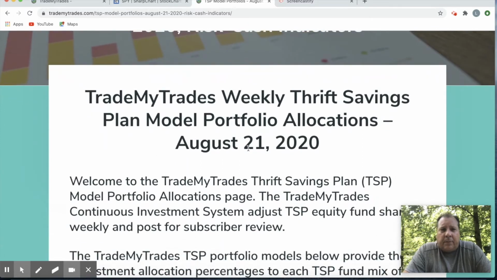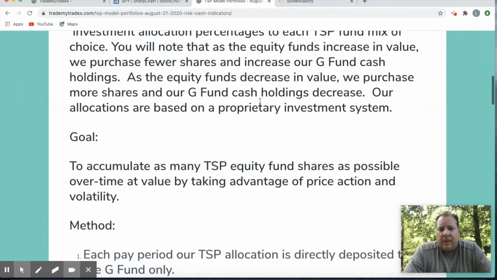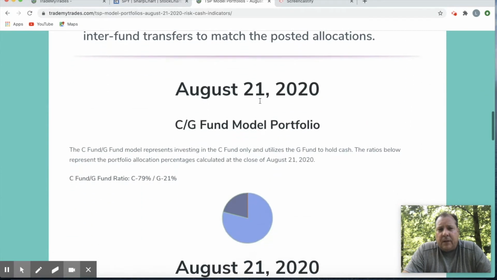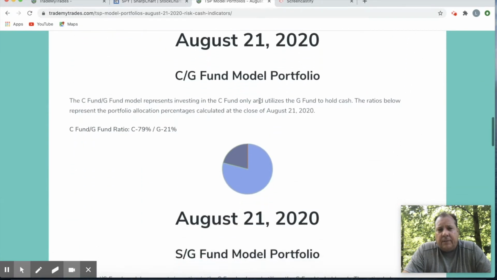And this is kind of what we post every 2 weeks on the pay period. Right now, if you're in the C fund, it is showing that you should only be 79% invested and you should have at least 21% in cash. So 79% is the maximum. That's always a personal choice.